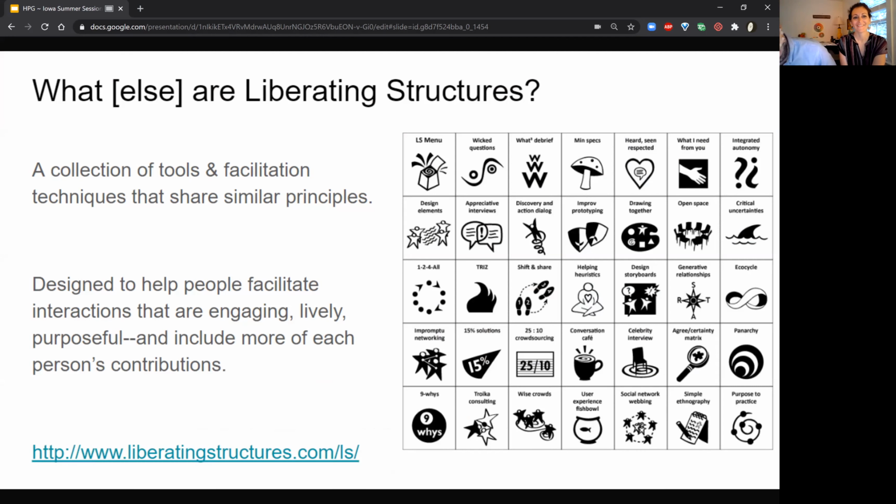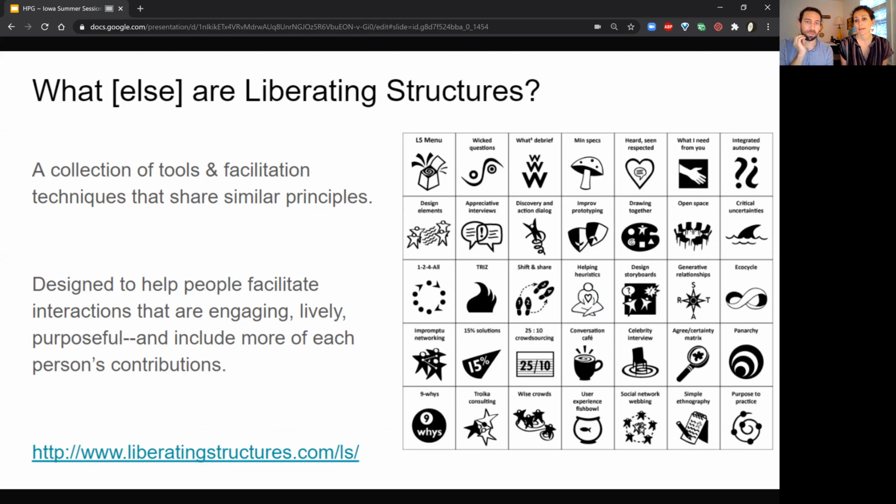Okay, so what are liberating structures? In the first learning series, we had folks put into chat what the words liberating and structures mean to them, and they were just beautiful, incredibly thoughtful descriptions of that. And so we'll be posting that online soon and sending it out with this.